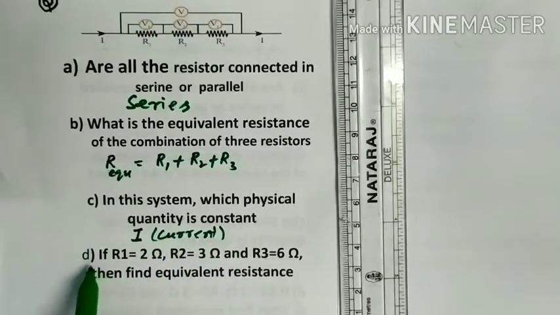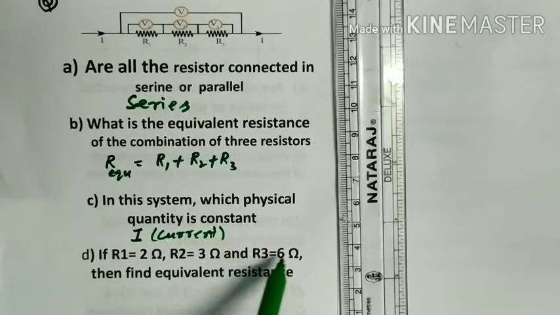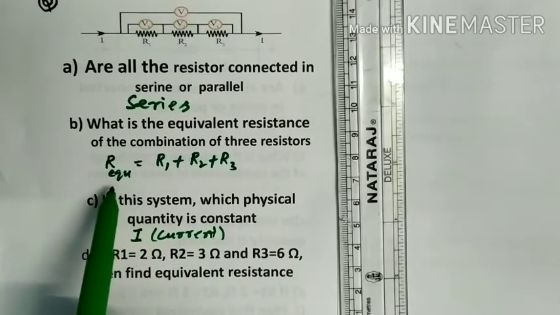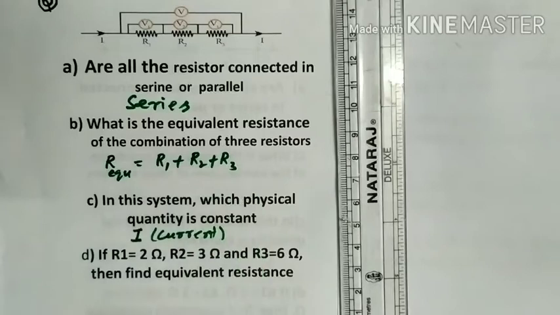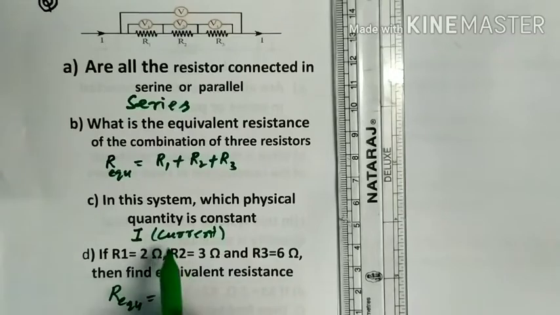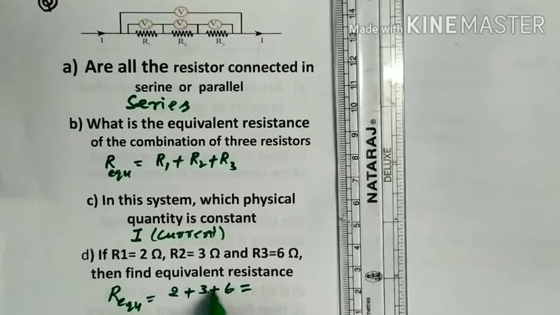The next one. If R1 equal to 2 ohms, R2 equal to 3 ohms and R3 equal to 6 ohms, then find the equivalent resistance. Now the equivalent resistance formula is R1 plus R2 plus R3. So here R equivalent, according to that formula, is the sum of R1 plus R2 plus R3. R1 is 2 ohms, R2 is 3 ohms, R3 is 6 ohms. So 2 plus 3 is 5, 5 plus 6 is 11. So the equivalent resistance is 11 ohms.